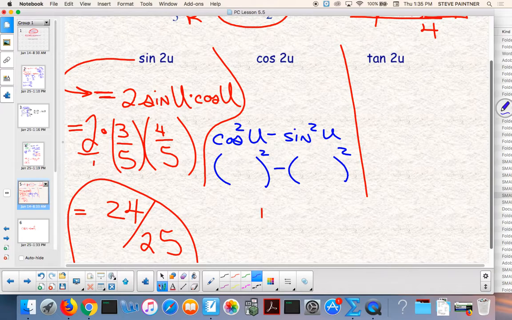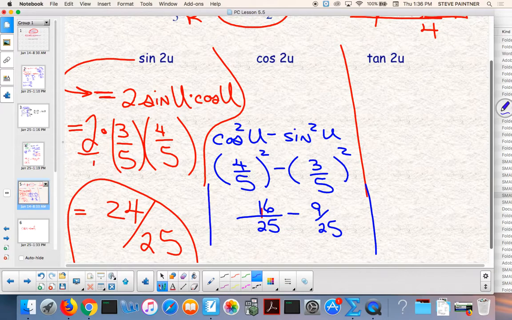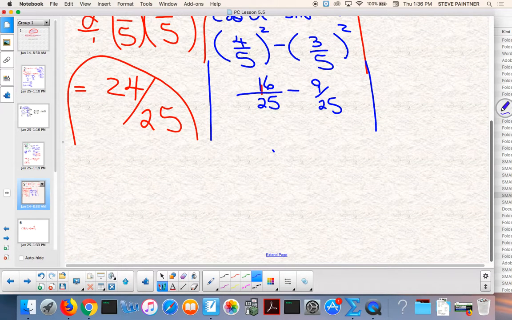So what is cosine of u squared minus sine of u squared? Well, I know sine of u is 3/5, right? And cosine of u is 4/5. I got it all right here. Okay, what's 4/5 times 4/5? 16 25ths minus that squared, which is 9 25ths. Nice, I have common denominators. The answer is what? Yeah, 7 25ths.